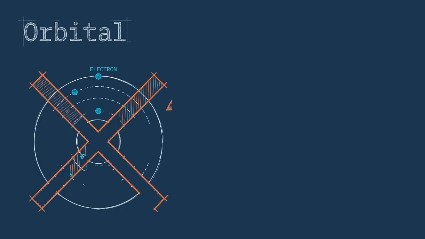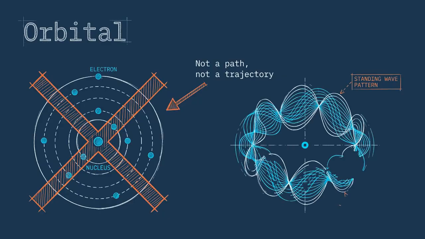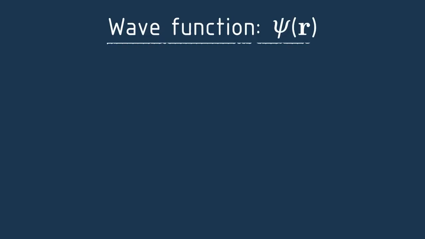When people hear the word orbital, they often picture electrons circling the nucleus like tiny planets. That picture is wrong. In quantum mechanics, an atomic orbital is not a path and not a trajectory. It is a wave pattern. More precisely, an orbital is a wave function, usually written psi of r, that describes how an electron is distributed in space around a nucleus.